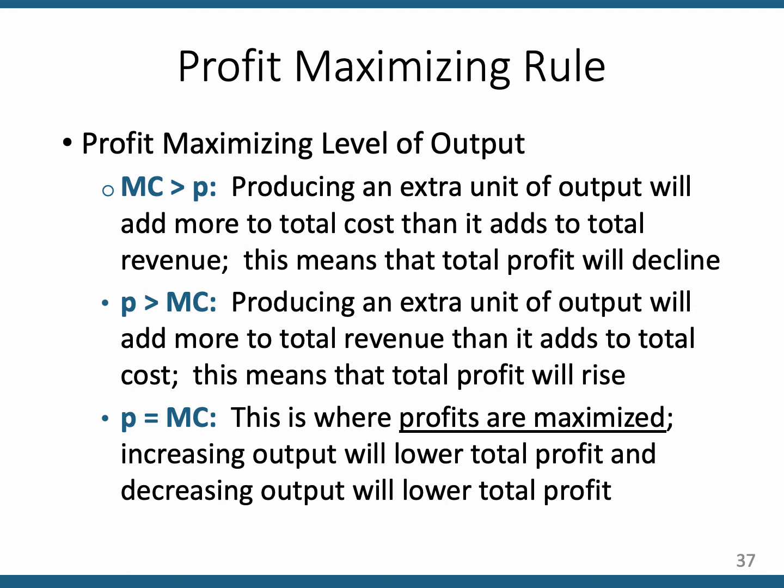All right? So if you're producing at a level of output where marginal cost is greater than P, producing an extra unit of output, increasing Q, will add more to total cost than it adds to total revenue. This means that total profit will decline, so you would not want to do that. If increasing Q results in a situation where the price is greater than the marginal cost, you should do that, because the price is what you're adding to total revenue, marginal cost is what you're adding to total cost. You're adding more to total revenue than you're adding to total cost. So you should do it.